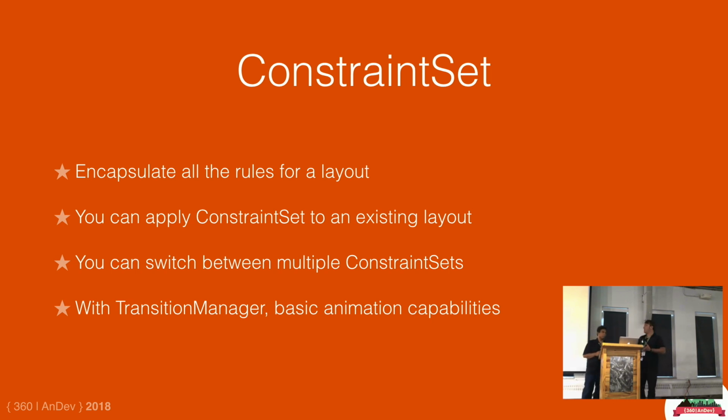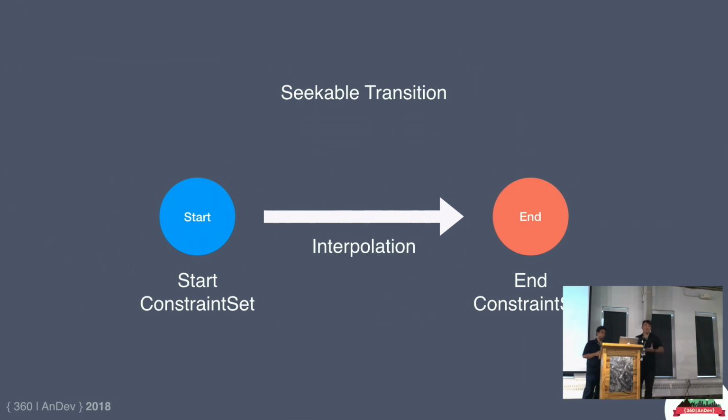So that's really nice, but we were not satisfied with it. And one of the reasons we were not satisfied with it is that it was not seekable. What do we mean by that? It's simply that with Transition Manager, once you start, you can't really stop that transition. You start, the transition happens, and that's it. So you cannot move or go to a specific point in time in between those two states.